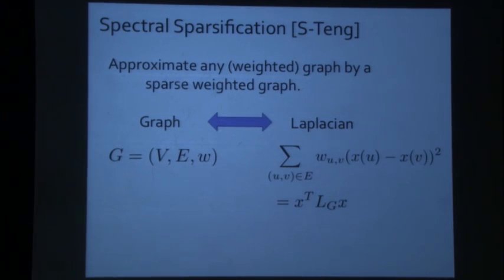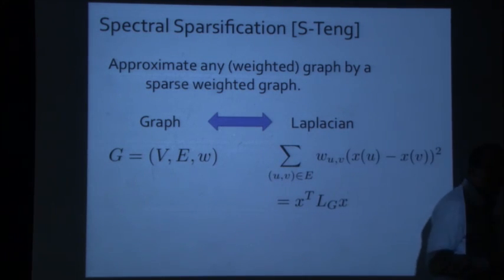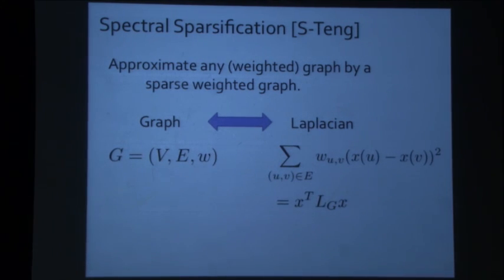Shang-Hua Teng and I proposed this problem of spectral sparsification, which is taking an arbitrary graph and approximating it by a graph with few edges. Actually, there are many different ways of defining what it would mean to approximate a graph. We're going to look at a graph in terms of its Laplacian quadratic form.